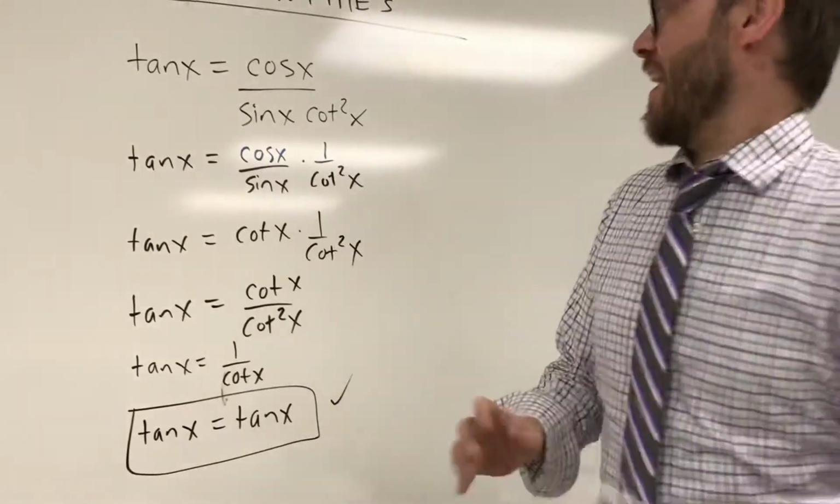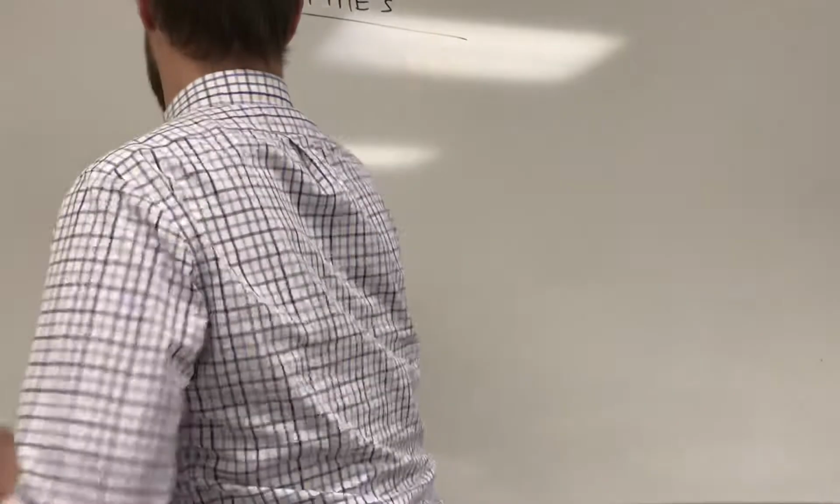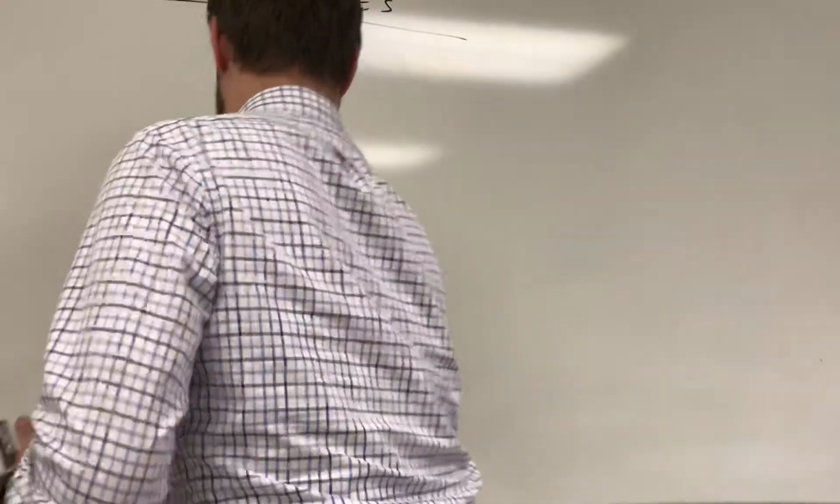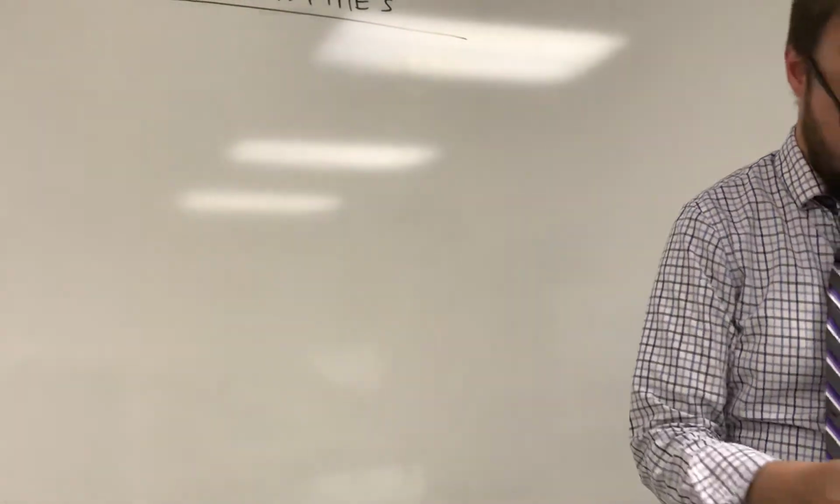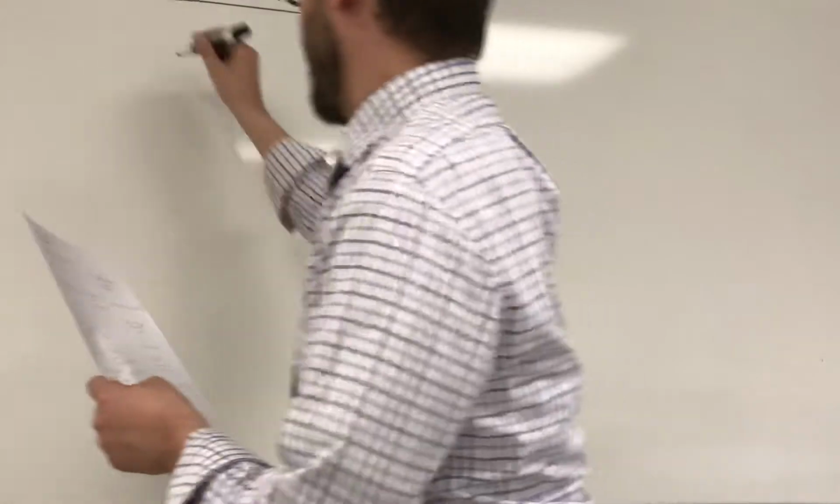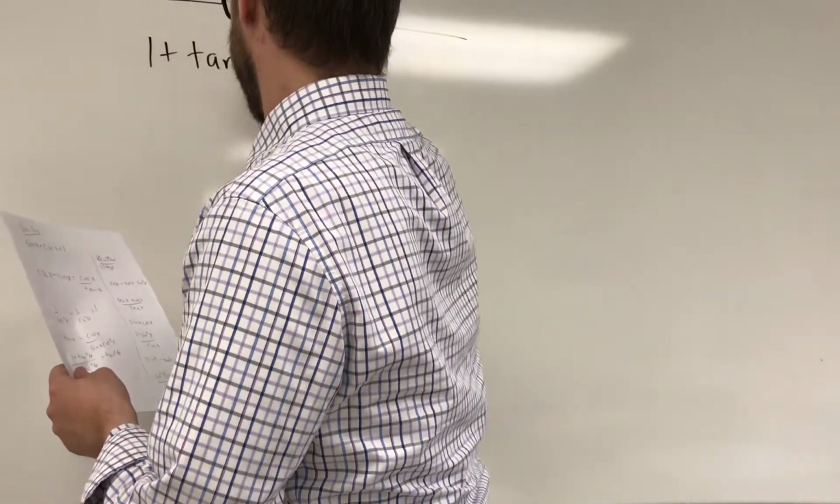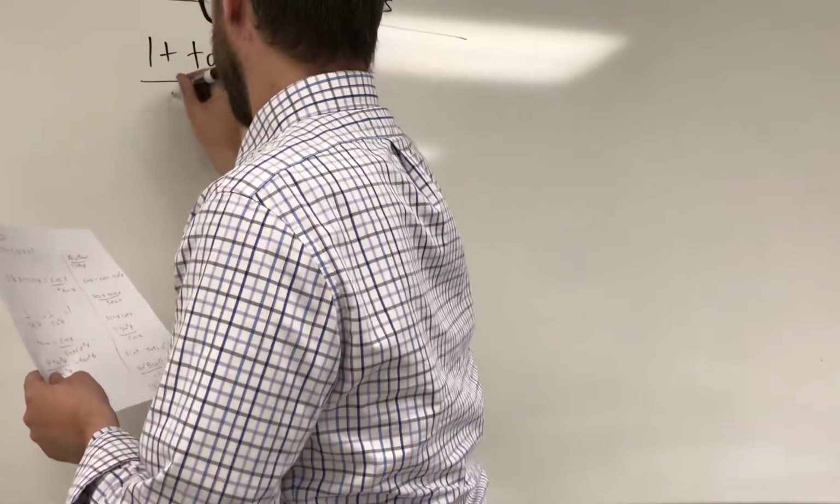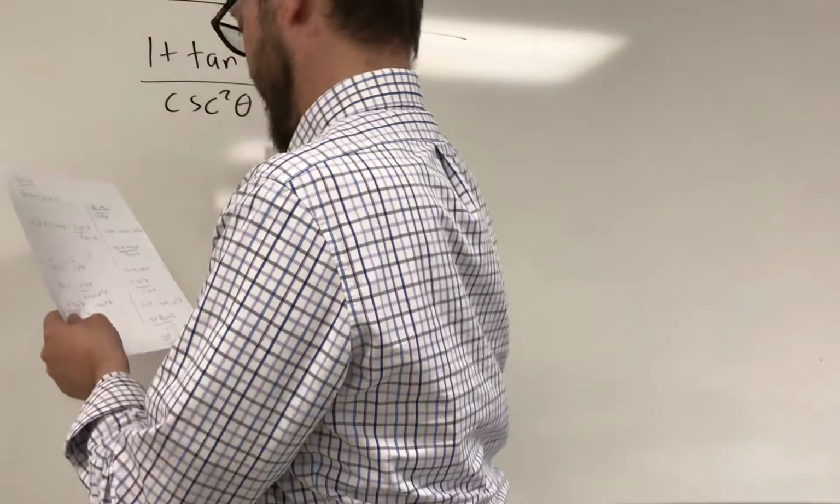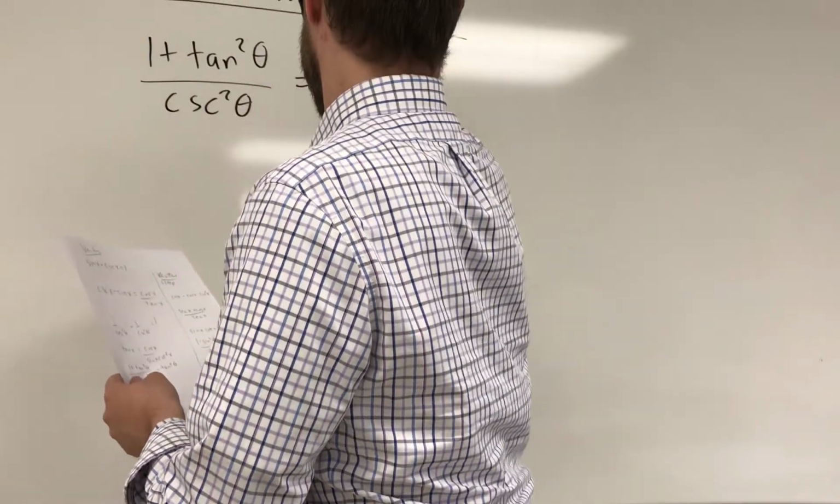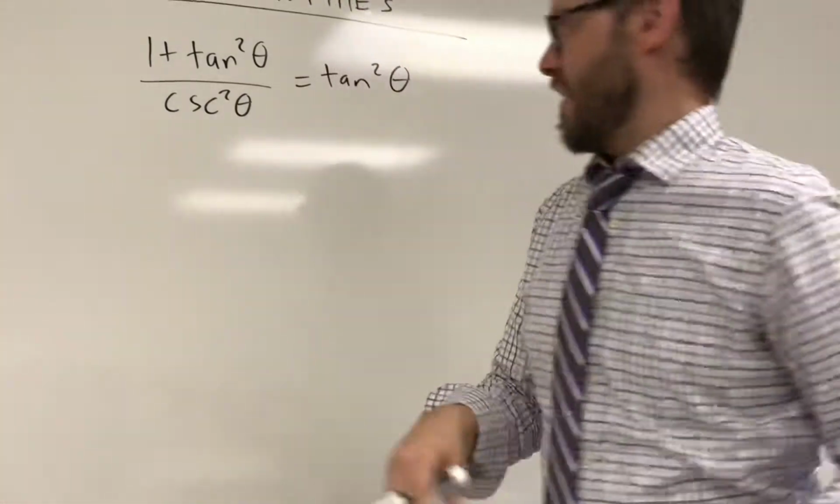All right, final example, verifying trig identities. All right, this last one, I've got 1 plus tangent squared of theta over the cosecant squared of theta is equal to the tangent squared of theta.